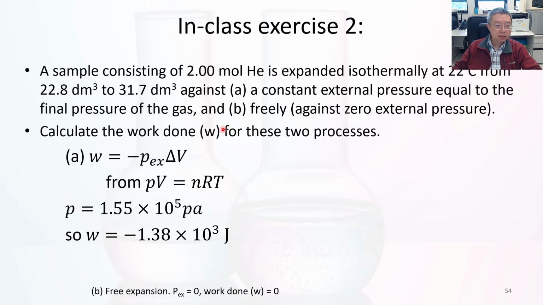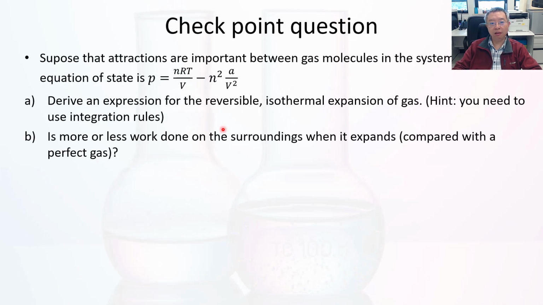But in most cases, the gas is not really perfect, so PV is not equal to nRT. In a real gas, there is something else. For example, suppose there is an attraction force between the gas molecules in the system, because for a perfect gas there is no attraction between them.